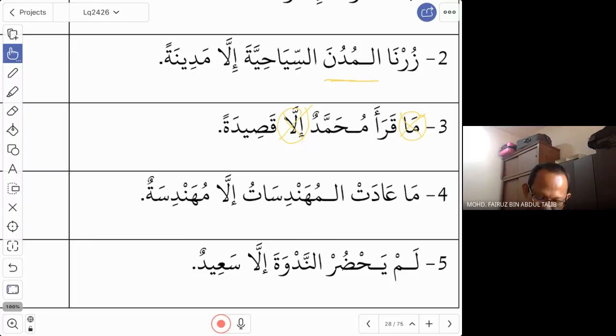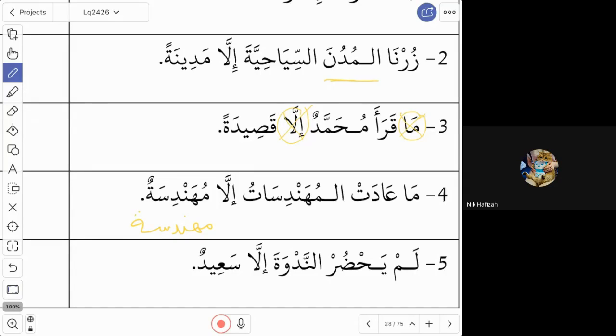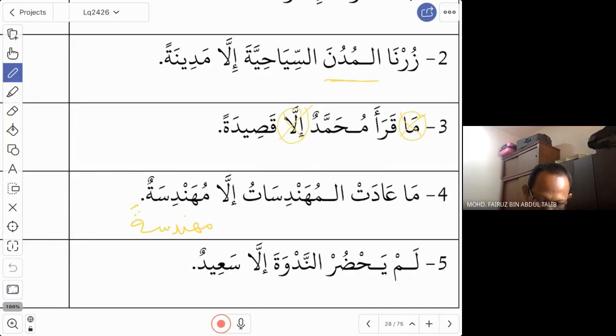First, you can make it mansub. So if you want to make it mansub, how do you read the word? If you want to use the first option, muhandisatun or muhandisatan? Muhandisatan. Because in the first option they said it can be mansub, so you can have fathah, muhandisatan. This is the first option.